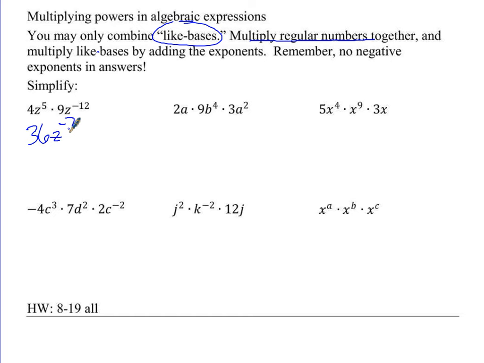Now, can that be my answer? No. So what do I have to do? Because I have more than just this one thing here, I'm going to draw my fraction bar. Yep, the 36 stays on top, and the z to the negative 7th becomes z to the positive 7th in the denominator. So there's your answer.